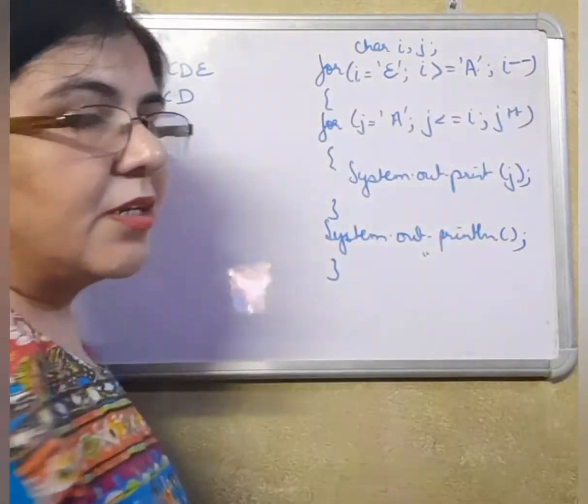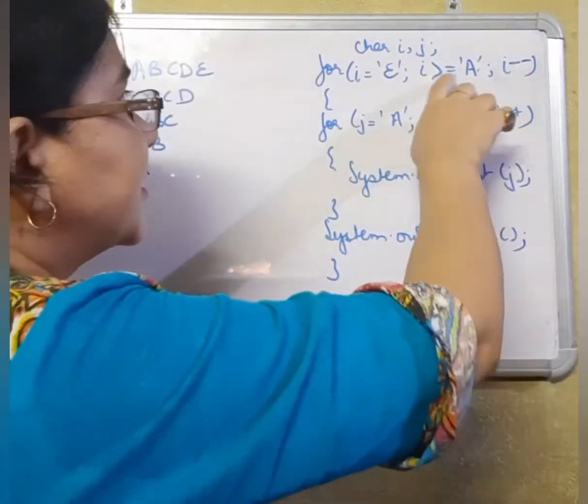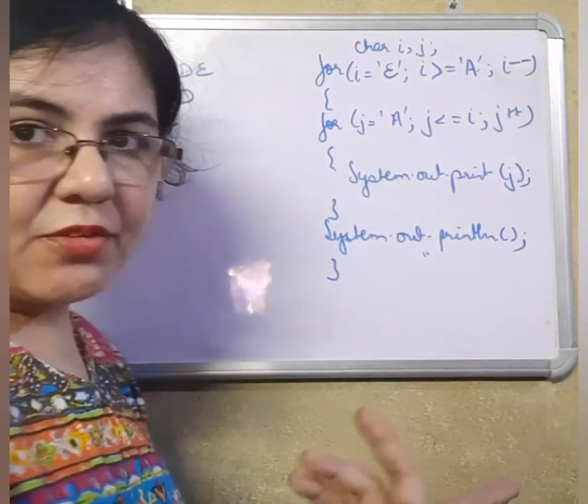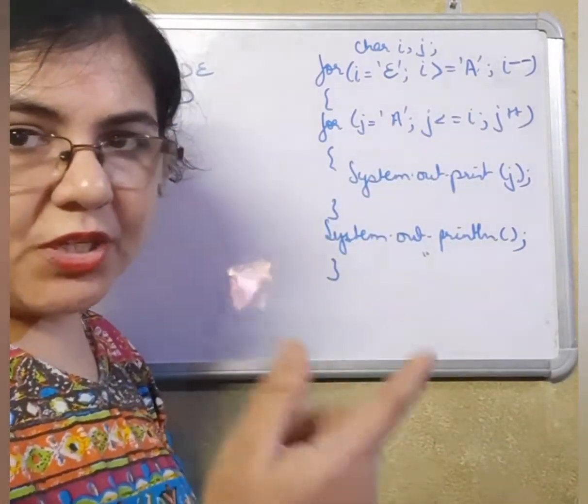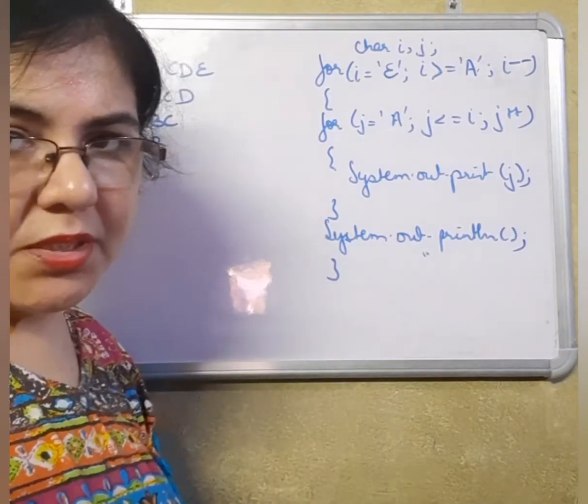Then I will decrease and it will become D. D is greater than or equal to A. J will restart with A. A less than or equal to D, so A, B, C, D will be printed.